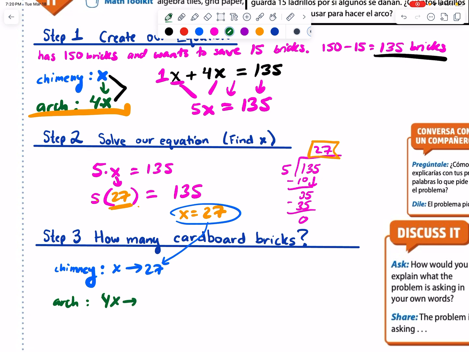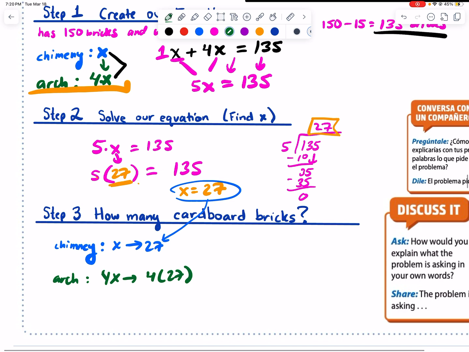4x, which is just 4 times 27. Yeah, 4 times 27. And if we solve that out, 27 times 4, 8, 9, 10, 108. There you go. It's 108. So we need 108 bricks.